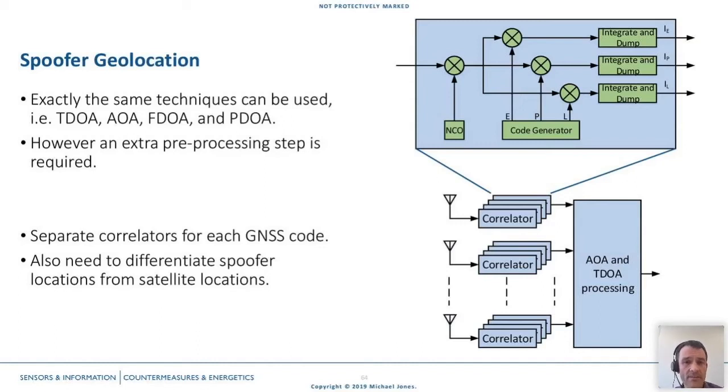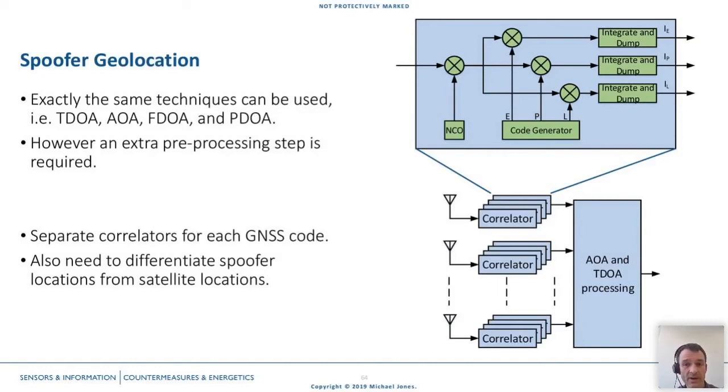That diagram there shows a GNSS correlator, and the first part of that is an oscillator which is wiping off the carrier, and then you have the code generator. So we need to use the GNSS codes that we're interested in here. So we'd be reusing the CA codes or the Galileo codes, whatever kind of spoofer we're looking for. We need to be using those codes so that we can correlate on those.